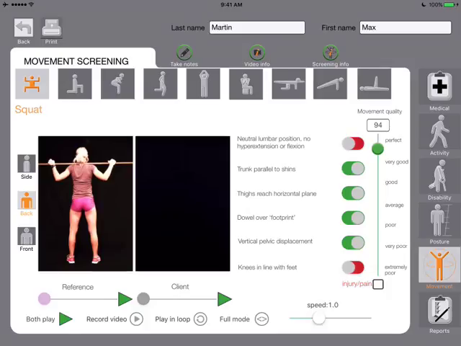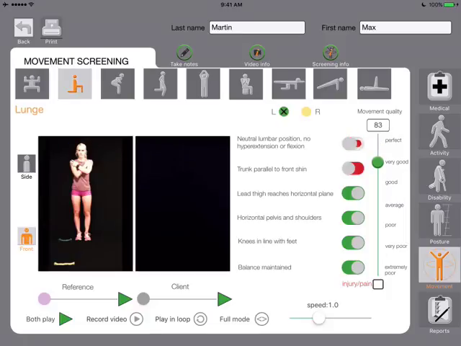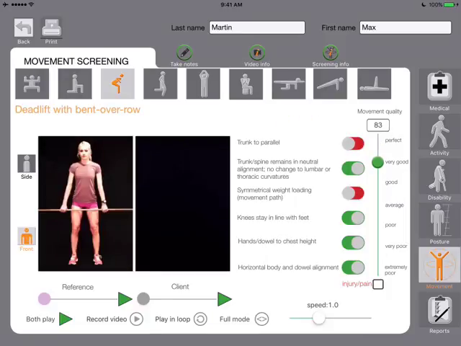Now, obviously, if it only happens in one of the movements, so for example, this client couldn't maintain a neutral lumbar position in the squat, but they do in all the other movements, for example they're okay in the lunge, they're okay in the deadlift, then that score will be diluted down. So it won't be as relevant, and the lower back is less likely to come up as a hotspot. If that's present across a number of movements, then the score starts to become much bigger.